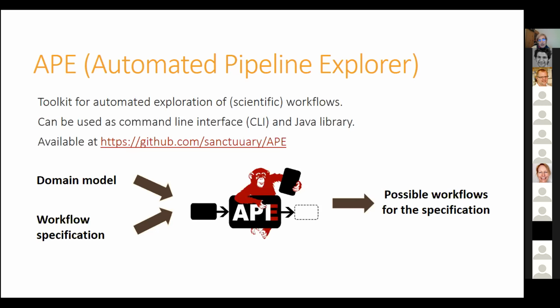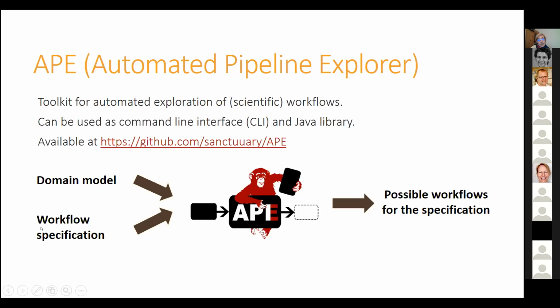Some terms that are relevant for when working with Ape. So the one here is called the domain model. By domain model, we mean the knowledge base that Ape needs, or the formalization of all the technical knowledge about the application domain. So which tools are there? What are the inputs, outputs? What are generally the data types that we have at our disposal? All these kinds of things. This needs to be provided in a machine readable way. That is the domain model.